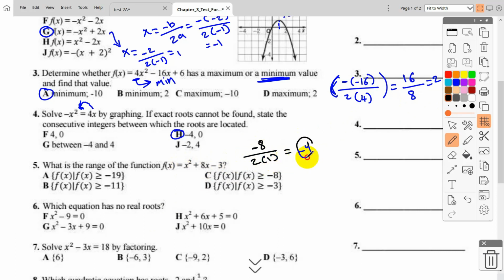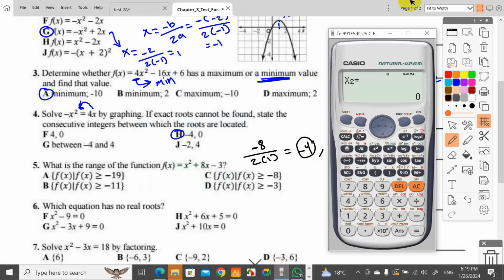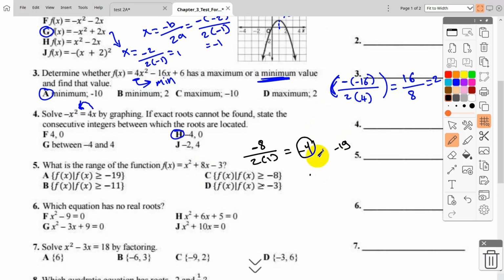But remember, this is the x coordinate. Now I need to find the y coordinate by replacing every x value in this function with negative 4. And we can do this by using our calculator. I'd write x squared plus 8x minus 3, and then press solve. I'll solve for x equals negative 4, then equals, the answer is negative 19. The answer is negative 19.